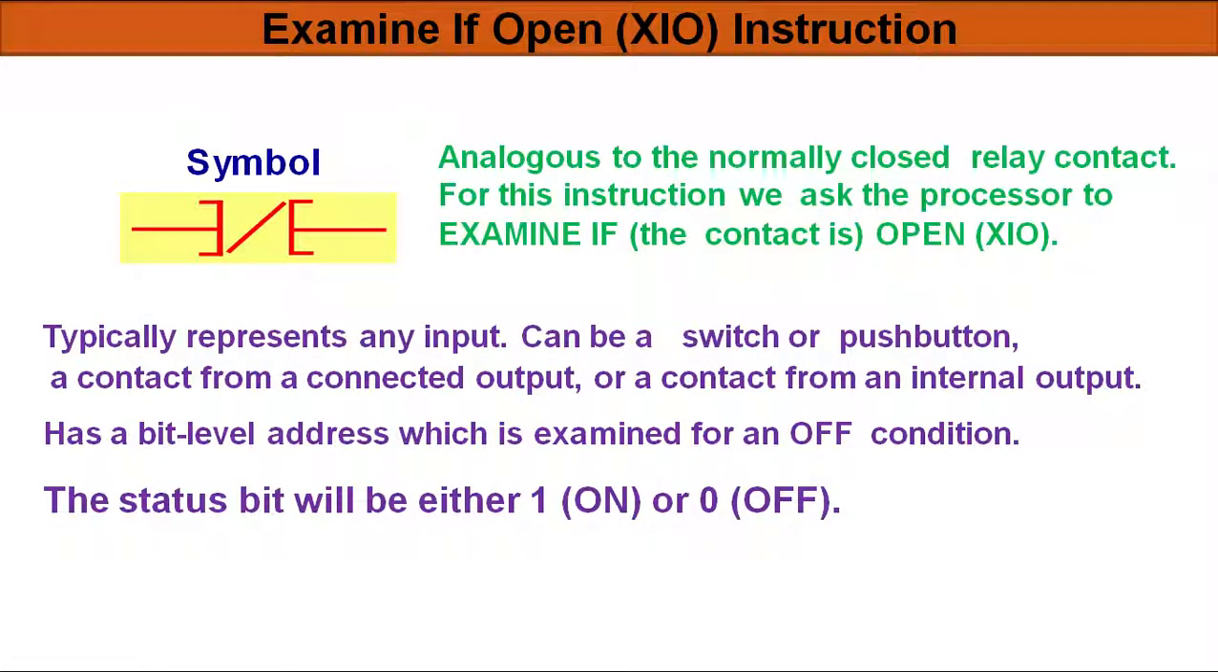This symbol is analogous to a normally closed relay contact. For this instruction, we ask the processor to examine if the contact is open. Typically it represents any input, which can be a switch or push button, a contact from a connected output, or a contact from an internal output. It has a bit level address which is examined for an off condition. The status bit will be either 1 or 0.